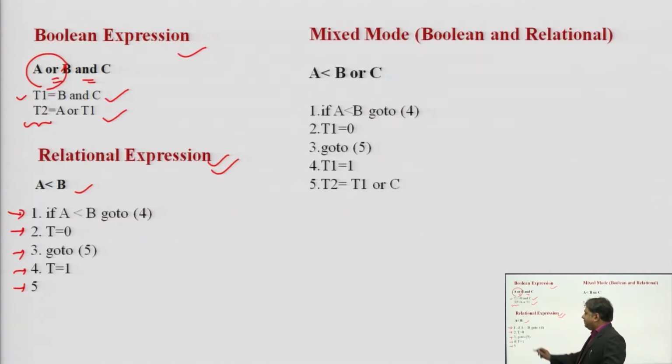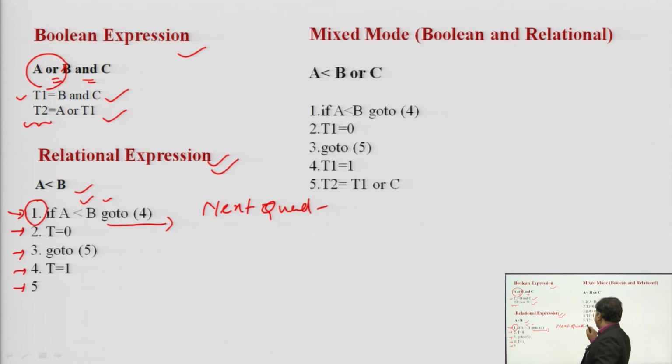So, how am I writing it? If id1.place, that means the expression A, relational operator, then B, go to 4. How is this go to 4 evaluated? That is go to nextquad plus 3. So, what is the value of nextquad here? That is 1, the current value, plus 3, that equals 4, right.